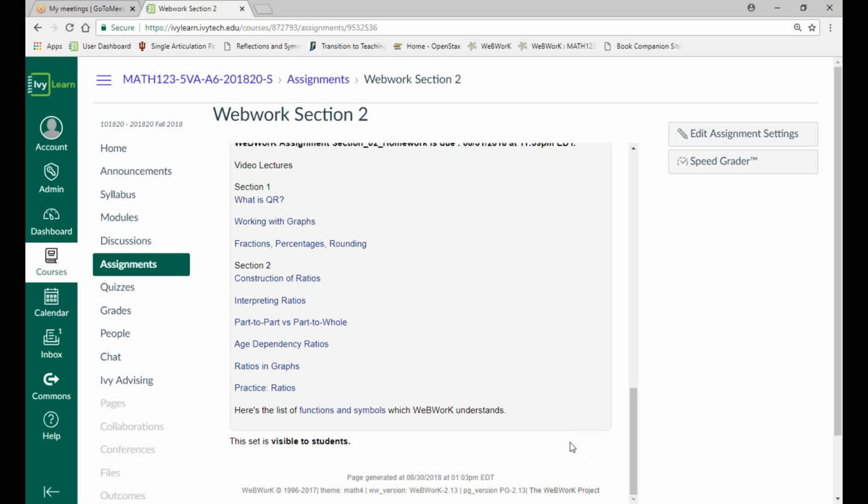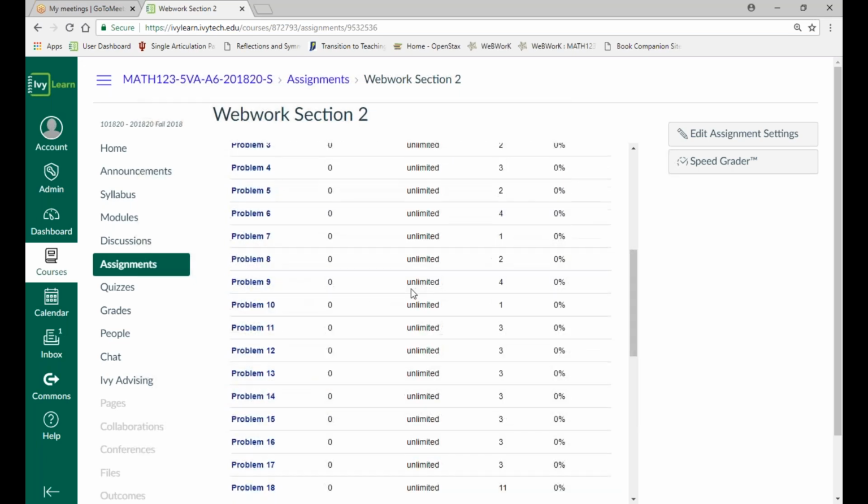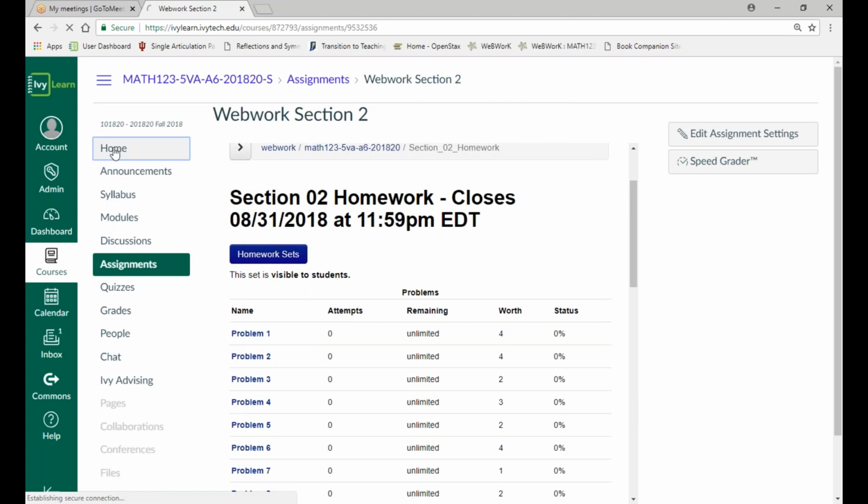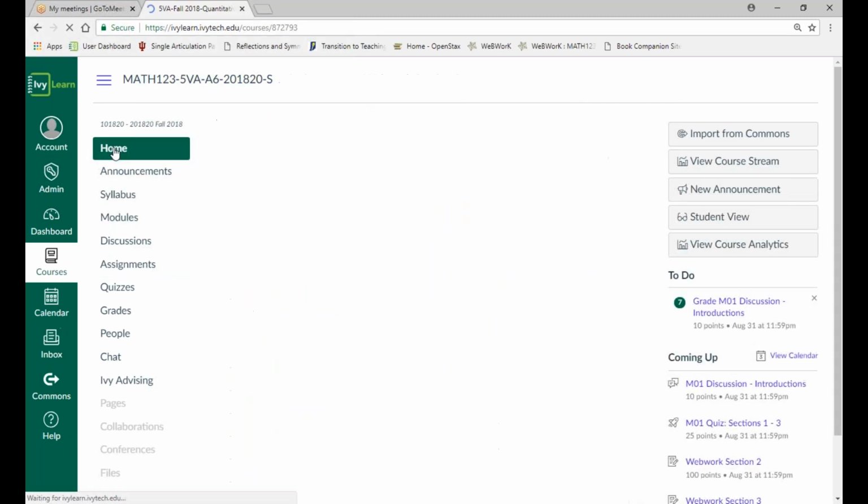Alrighty, so let me see if I've got any other housekeeping items here. Okay. I just wanted to make sure that everyone knew where to find all of this information.